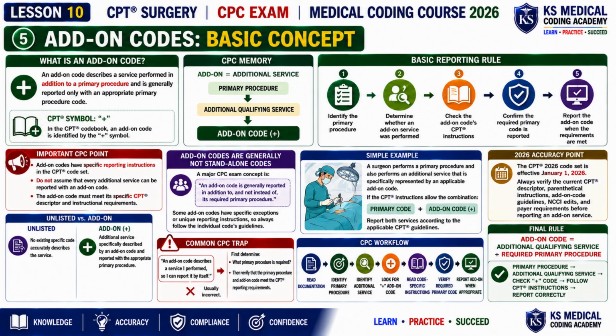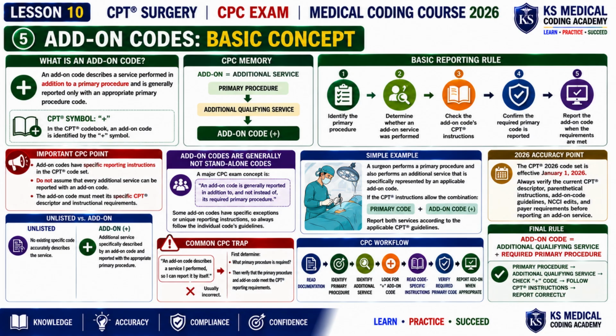When reporting an add-on code, first identify the primary procedure. Then determine whether the additional service was actually performed and check the specific CPT instructions for that add-on code. One important CPC concept is that add-on codes are generally not standalone codes. They are normally reported in addition to their required primary procedure.